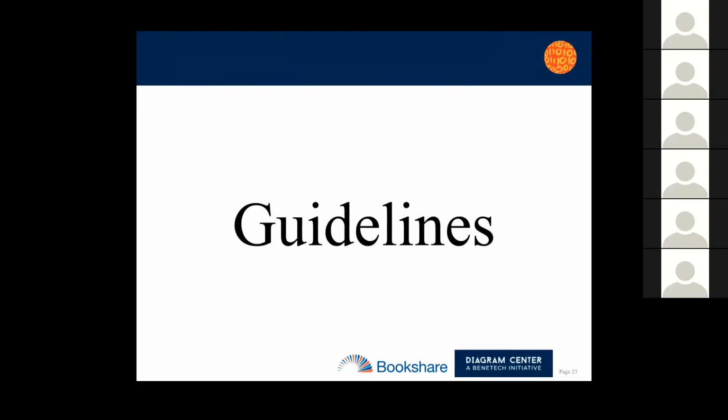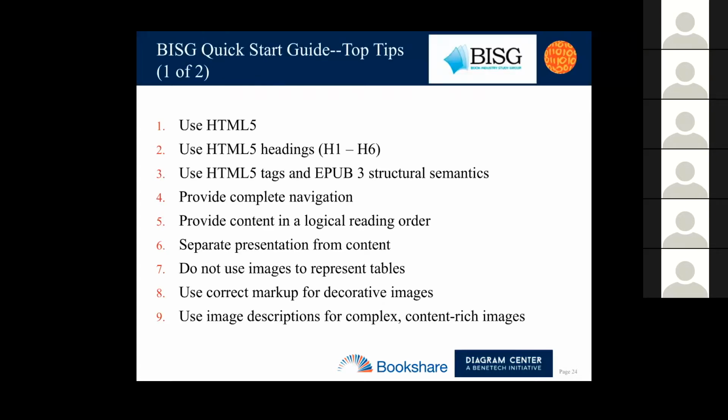Okay, now let's get into some guidelines for you and some helpful hints. So the Book Industry Study Group, the BISG, produced a quick start guide to accessible publishing a couple of years ago now, and they're in the process of revamping this in light of the new accessibility 1.0 specification that was out. So here are their top tips, and the book I linked to is free to download and has a lot of great information and examples.